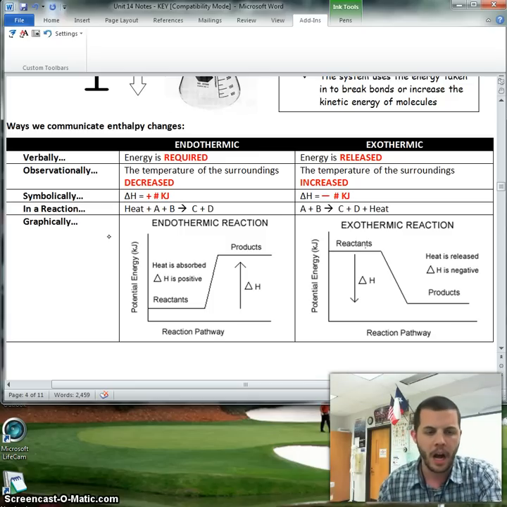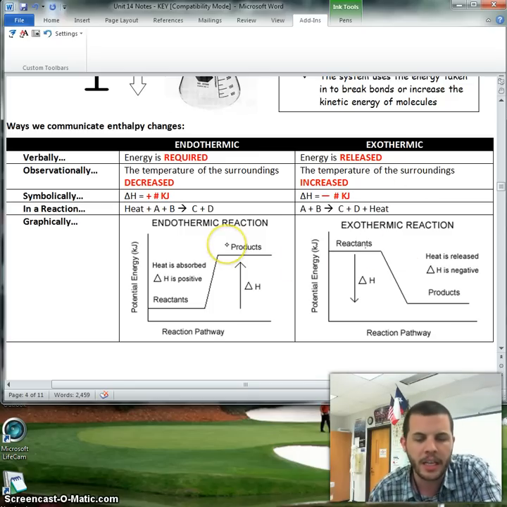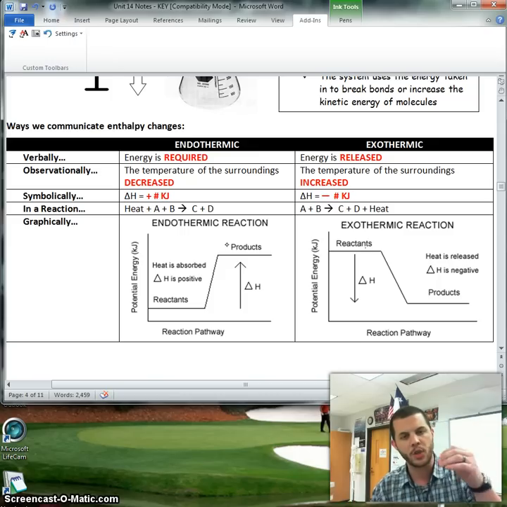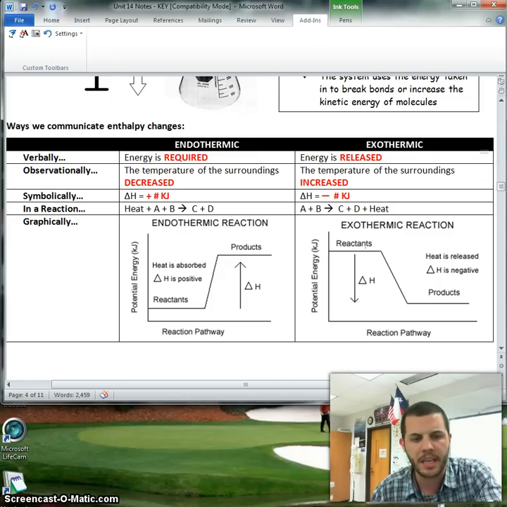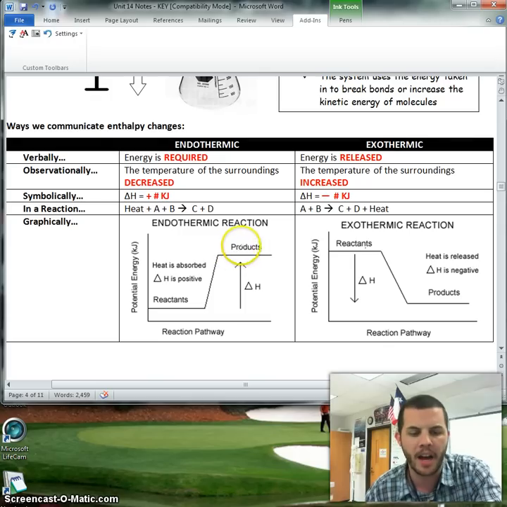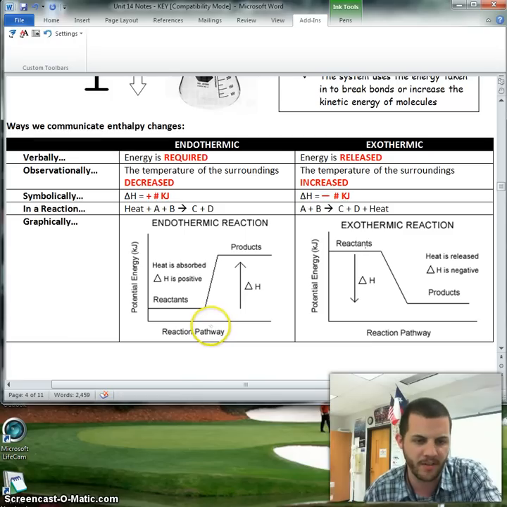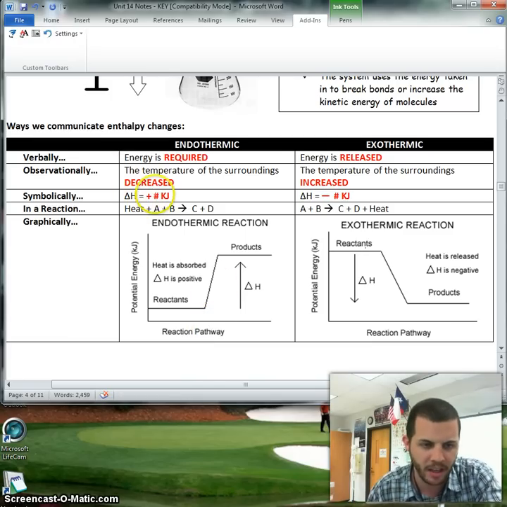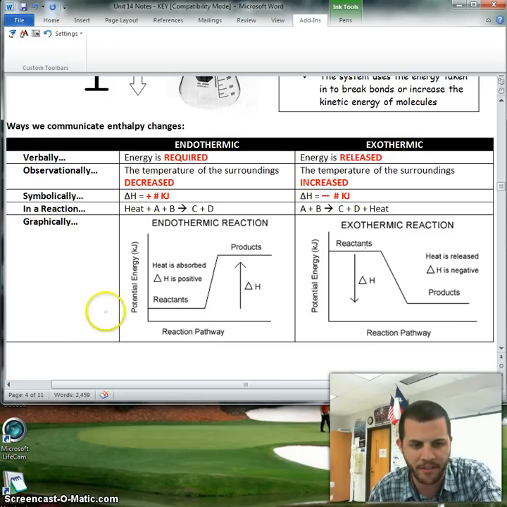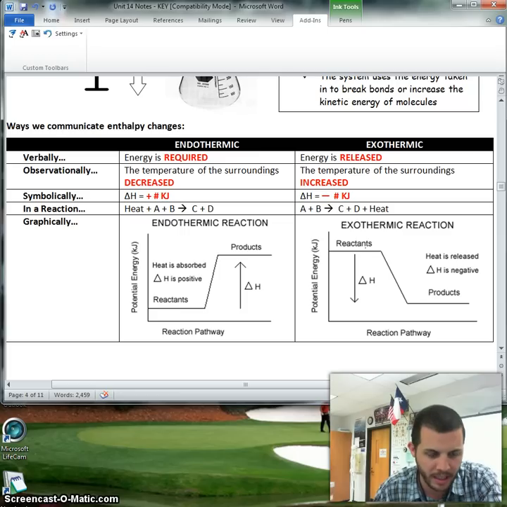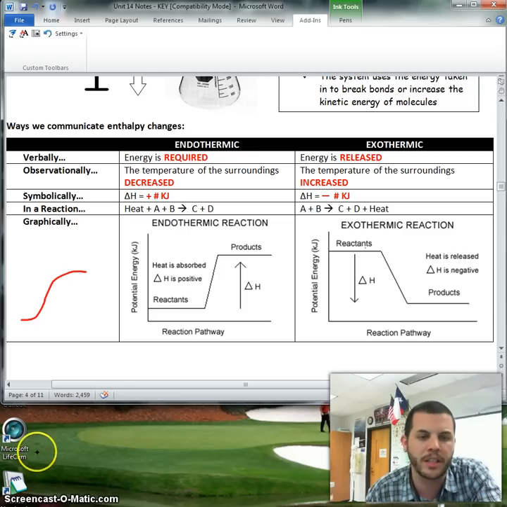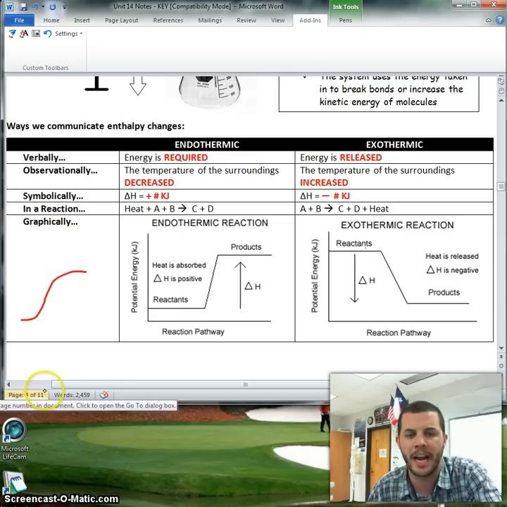If we were to show that graphically, remember, anytime that we have a change, we're always going to do the final whatever minus the initial whatever. Okay, so same thing here. I'm going to do the final energy minus the initial energy to get my delta H. Well, if my final energy is higher than my initial energy, then that delta H is going to be a positive number. Here's my positive right here. So that's how I know that this graph, if I have a situation which looks like this, it's going to be an endothermic reaction.